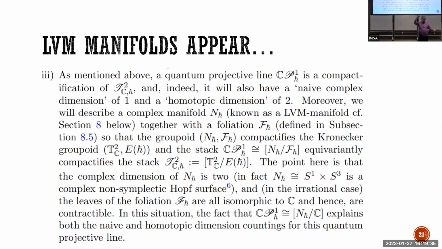So I compactify the torus as I am used to. But notice that the dimension of the torus is wrong. I mean, if I want to get CP1, I have to compactify C star cross C star. So I compactify C star cross C star with its holomorphic linear canonical foliation, and I get a manifold L H bar. This manifold has the topology of S1 cross S3. In fact, it's a Hopf surface. So you compactify C star cross C star by a Hopf surface.